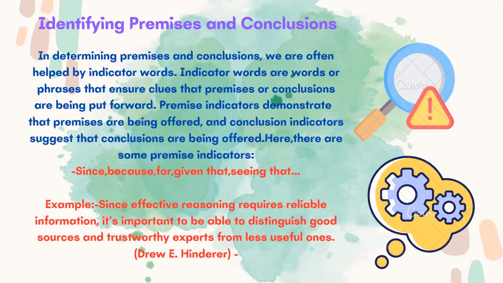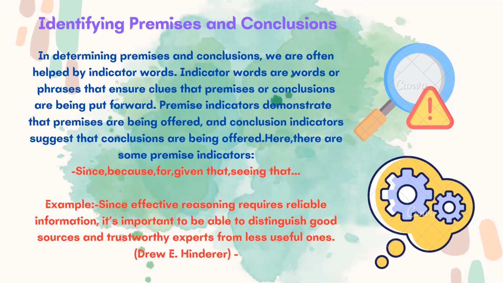Identifying premises and conclusions. In determining premises and conclusions, we are often helped by indicator words. Indicator words are words or phrases that provide clues that premises or conclusions are being put forward. Premise indicators show that premises are being offered, and conclusion indicators suggest that conclusions are being offered. Here are some premise indicators: since, because, for, given that, seeing that. These are the words used in reason sentences.